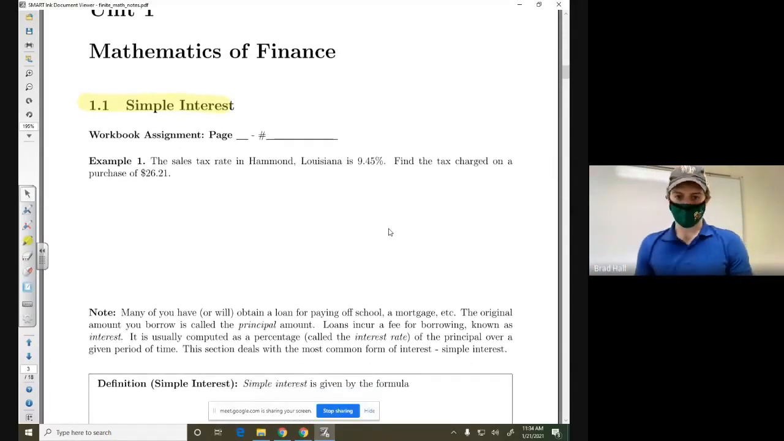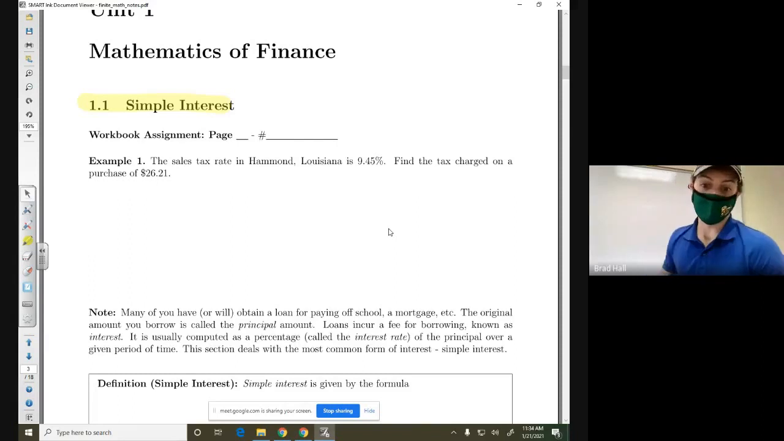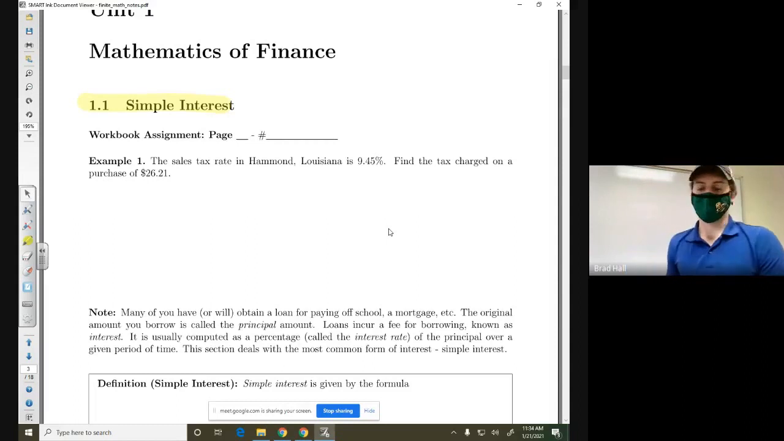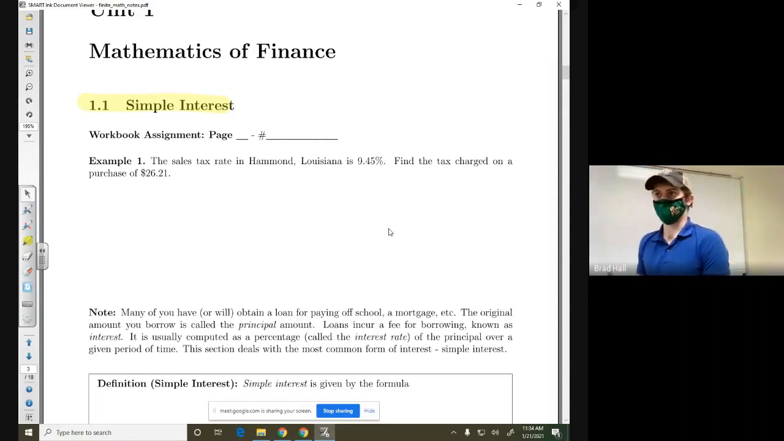And so the most basic form of this is taxes. As I most recently checked, the sales tax rate in Hammond is 9.45%. And so find the tax charge on, say you purchased something that's $26.21. Perhaps you got some clothes from Target, or you and your friend got a lot of stuff from Chick-fil-A. So what is the tax charged on this purchase? Because as you know, the price tag never gives you the full price.